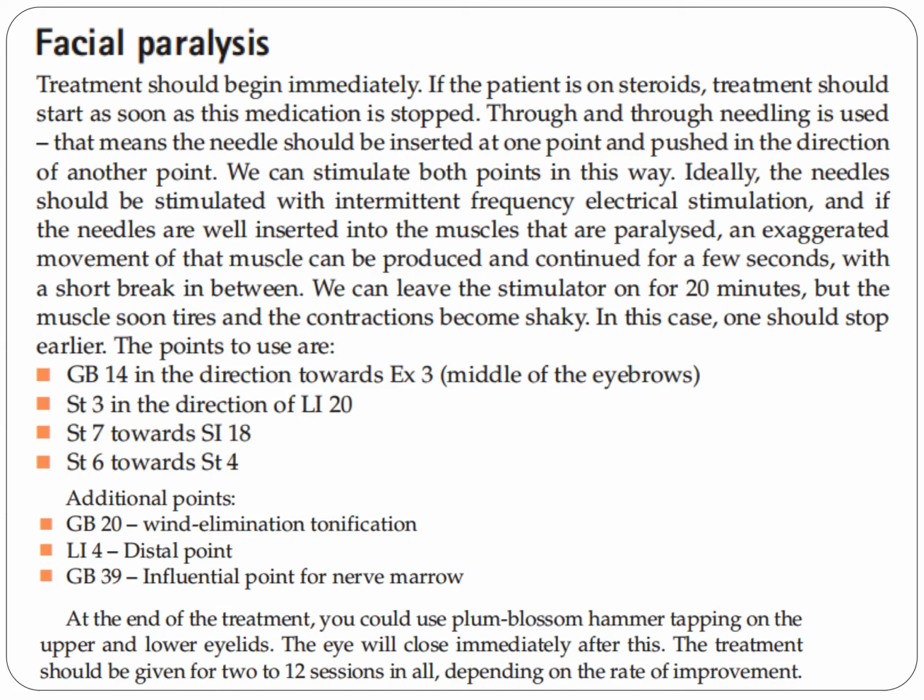Stomach 3 in the direction of LI20. Stomach 7 towards SI18. Stomach 6 towards stomach 4. Additional points, we use gallbladder 20, wind elimination tonification, LI4, distal point, gallbladder 39, influential point for nerve marrow. At the end of the treatment, we could use plum blossom hammer tapping on the upper and lower eyelids. The eyes will close immediately after this. Treatment should be given for 2 to 12 sessions in all, depending on the rate of improvement.